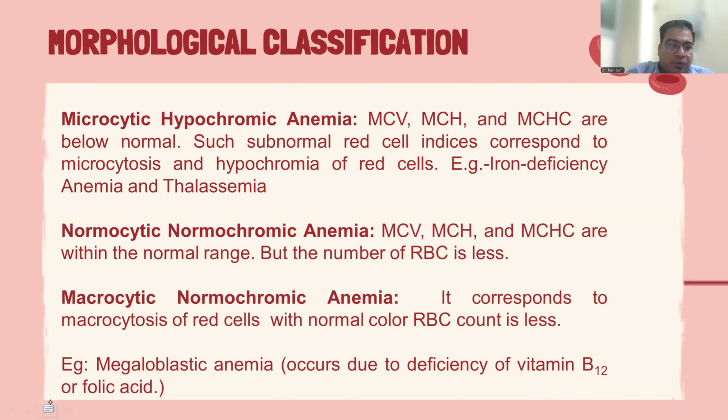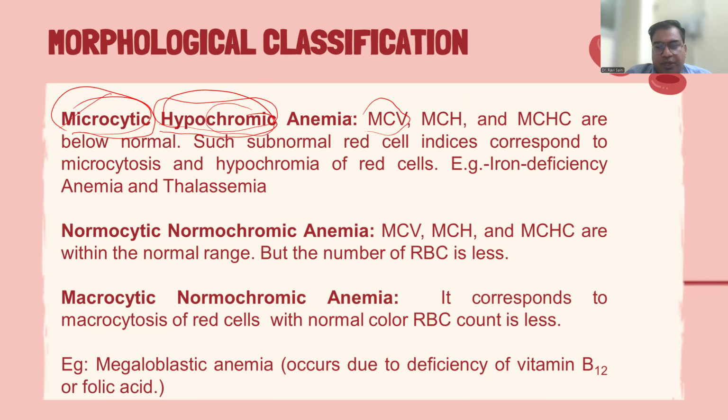Now come to the morphological classification. The first one is the microcytic hypochromic anemia. These two terms are very important. Microcytic means the size of cell is less or reduced. Hypochromic means chroma means color. So here we are talking about the hemoglobin which provides color to blood. So hypochromic means that hemoglobin content is reduced.